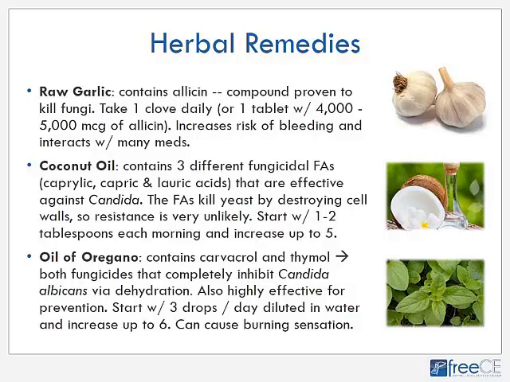Start with 3 drops per day diluted in water and increase up to 6. Oil of oregano can be taken by itself and can be put under the tongue, for example, for better absorption, but it does cause quite a burning sensation that lasts for perhaps 3, 4, 5 minutes.